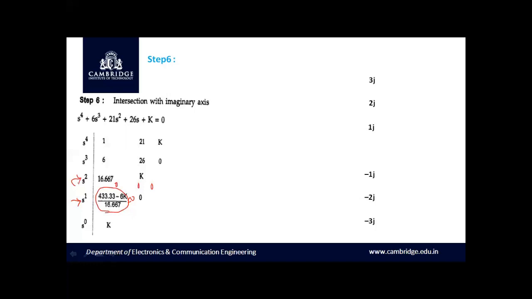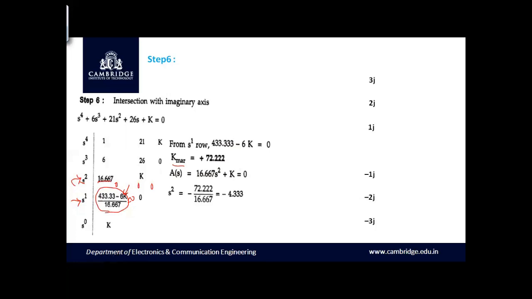Therefore, let us equate the first element of s to the power 1 to 0 and calculate k margin. From the s to the power 1 row, 433.33 minus 6k equal to 0. Further simplifying, I get k margin equal to plus 72.220, which means that if I substitute k as 72.220 here, this term will become 0 and it becomes a complete 0 row. So let us take the auxiliary polynomial as 16.667 s squared plus k equal to 0. Simplifying this auxiliary polynomial, we get two roots exactly at plus or minus j 2.081, and this is the exact location at which the root locus intersects the imaginary axis for k margin at 72.22, which is making the system marginally stable.